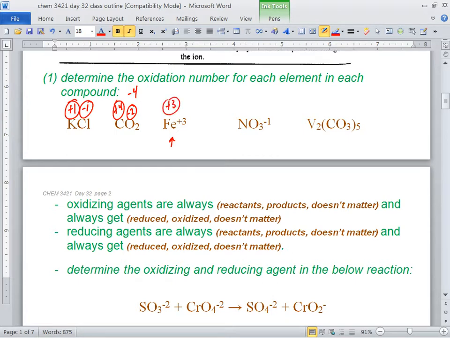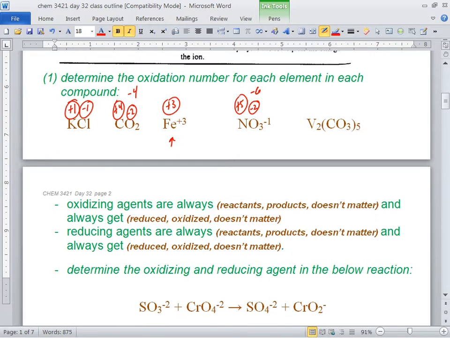Nitrate. Ricardo, where do you start for nitrate? Oxygen. Oxygen's got to be -2. I've got 3 of them for a total of -6. So Sabina, what does nitrogen have to be? But we want a -1 charge, so it'd be +5. I think you guys remember this, right? So that's the game that you're playing. And well, let's just finish it, right?